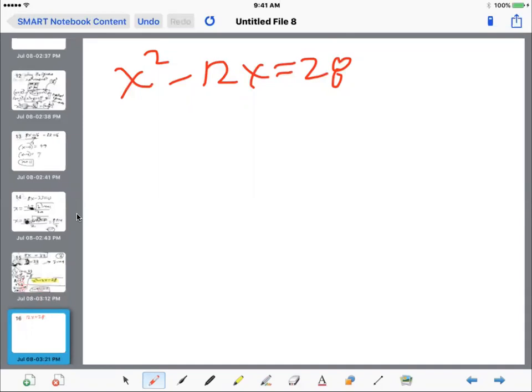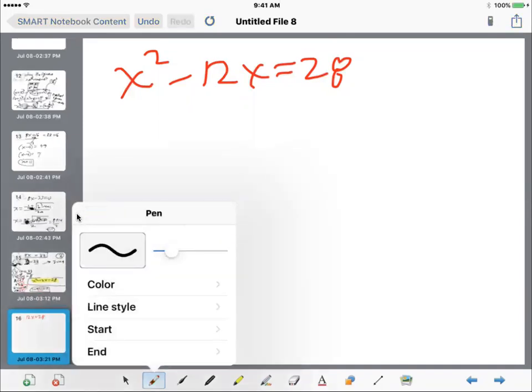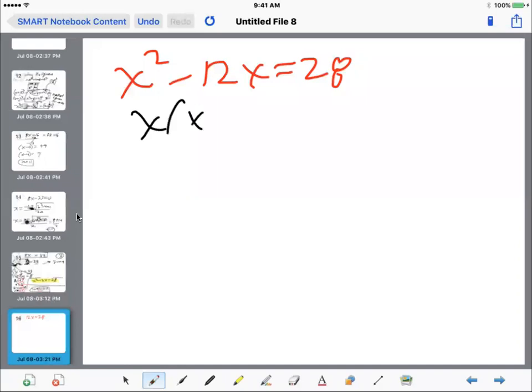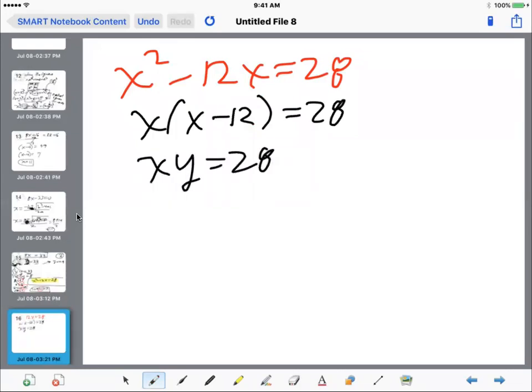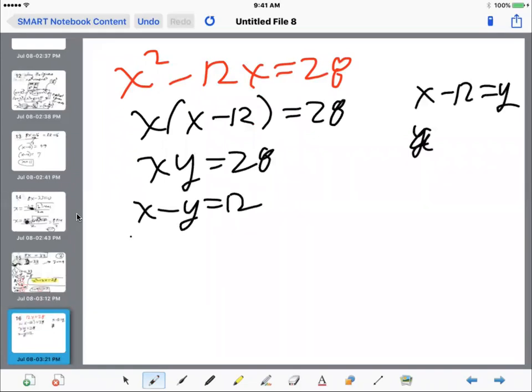Answer is 14. And here are the official steps. x times x minus 12 equals 28. I like to call it xy equals 28. If you want to write on the side, x minus 12 equals y, and x minus y is 12. So the steps are 12 over 2 is 6. 6 squared is 36. 36 plus 28 is 64. Square root of 64 is 8. And it's 8 plus 6 that matters.